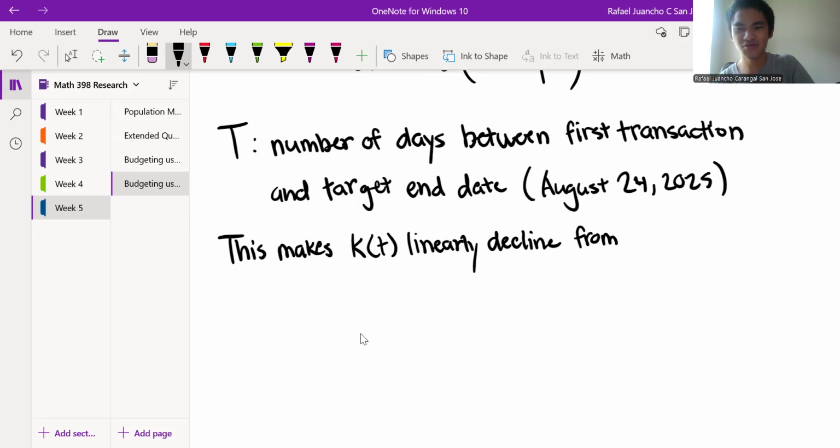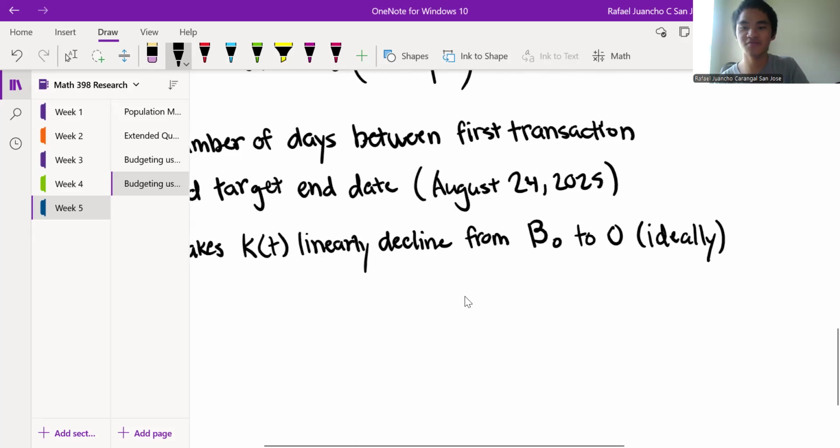So ideally, I wanted it to be from B naught to zero. But my model is having a hard time doing that because I'm also fitting the data, I think. So that's something I need to work on. This is an ideal situation where my K should decline from B naught to zero.